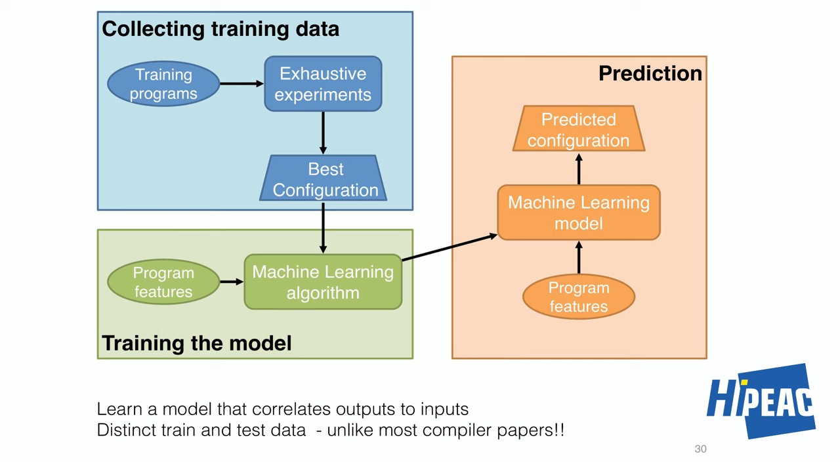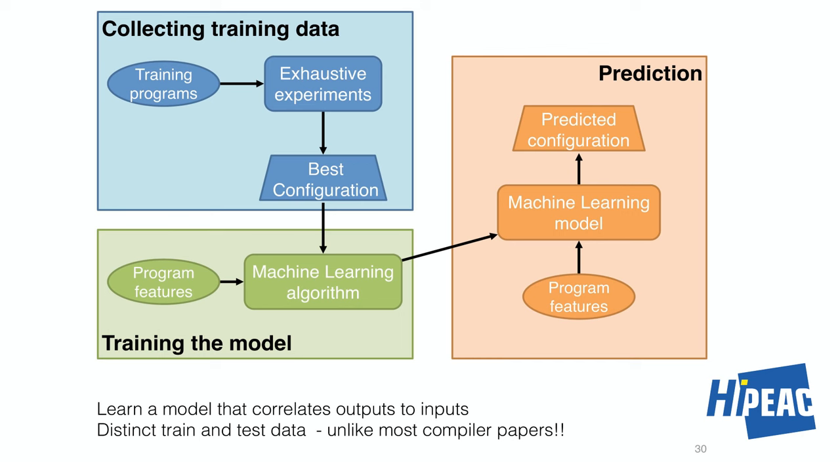Then you get your new program, so you get each of those programs, you get some features out of them, length of lines of code, number of adds, something like that, and you stick it in as a machine learning algorithm. It does a correlation. It correlates number of adds against best configuration, and that is machine learning. That's the curve. Stick that curve into here, you get a new program you haven't seen before, and then you predict the answer. And that's exactly what machine learning technology does. So you're learning a model that correlates outputs to inputs.